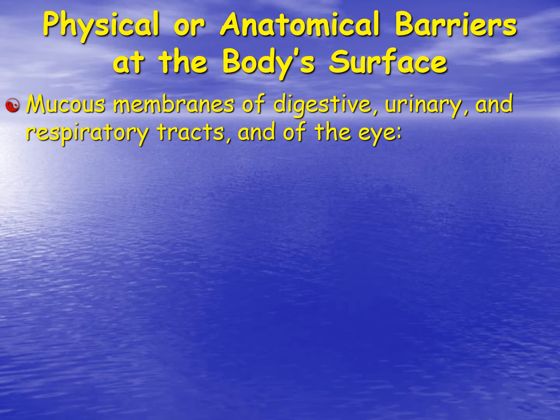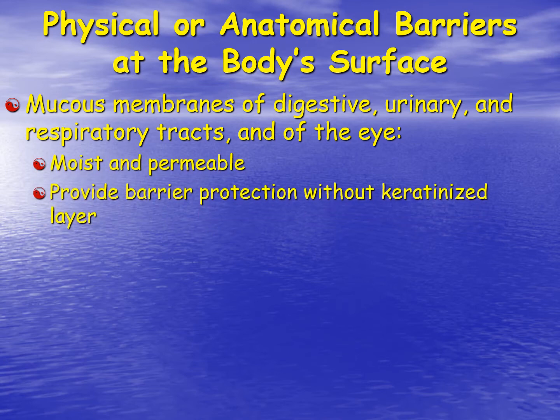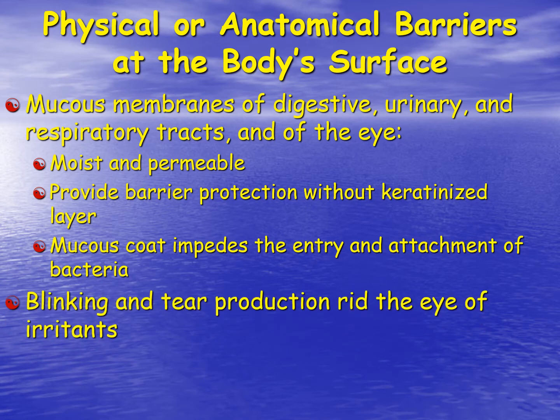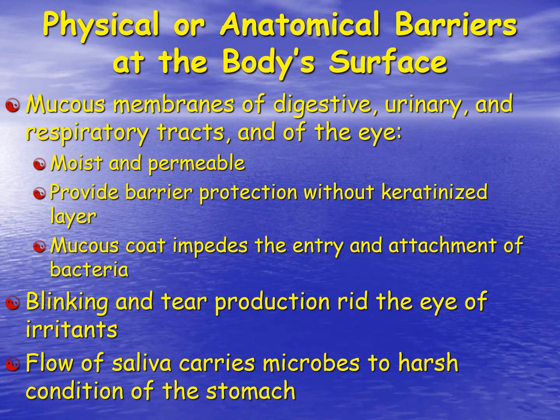Mucous membranes of the digestive, urinary, respiratory tract, and even the eye and potentially the ear are typically moist and permeable, even though they're made up of stratified squamous epithelium. The mucus coat impedes the entry and attachment of most of our bacteria, and the blinking and tear production rids the eye of potential pathogenic irritants. The flow of saliva will carry microbes to the harsh pH condition of the stomach.